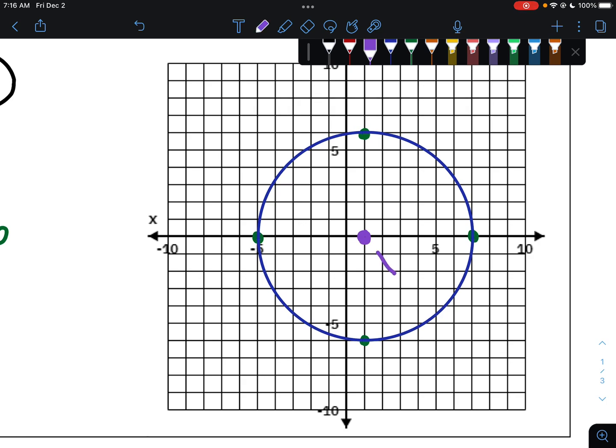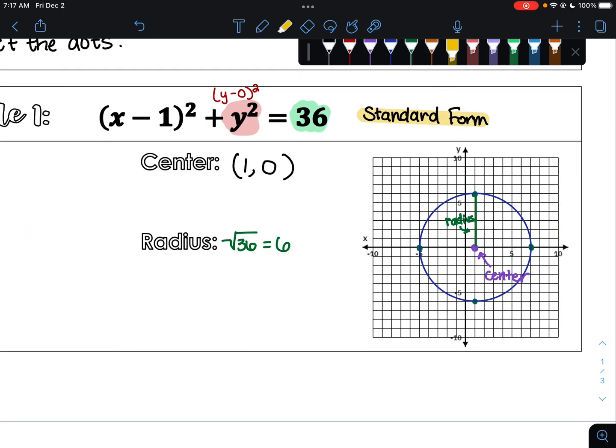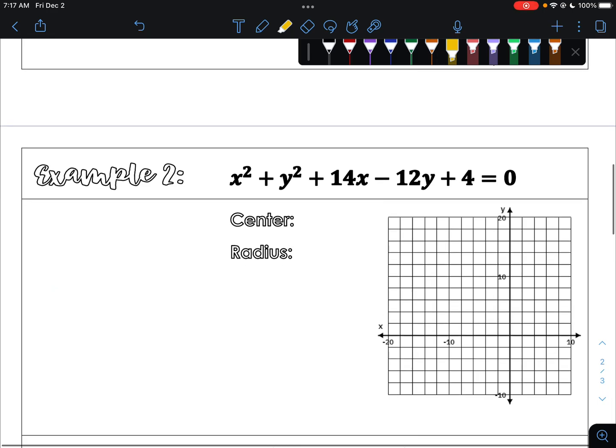So I am going to label my center. And I am going to label my radius. And that is all there is to the circle. Okay, so moving on to example number 2.